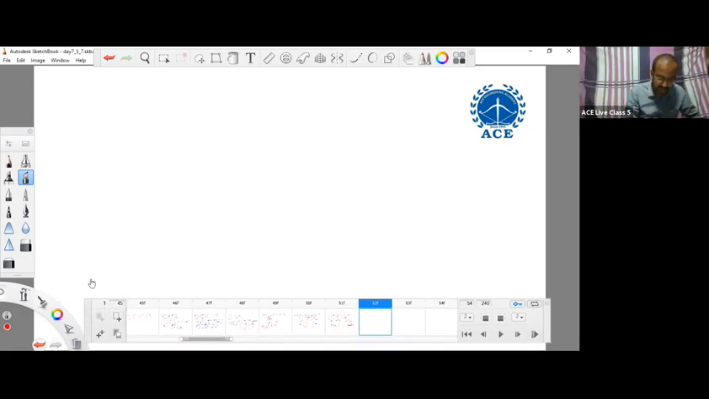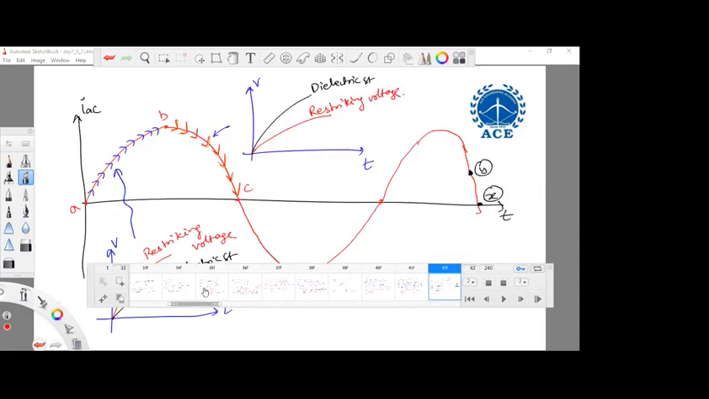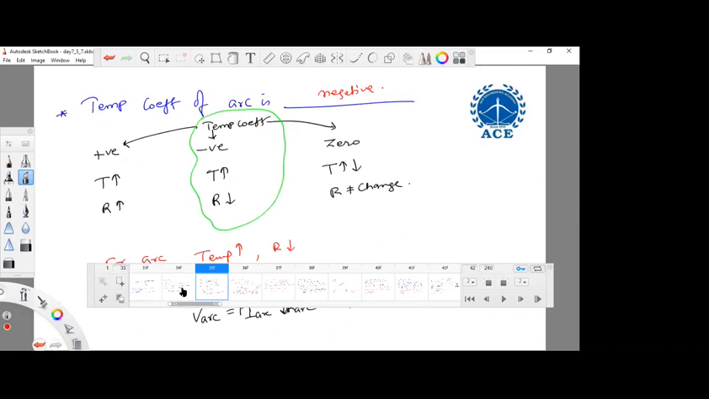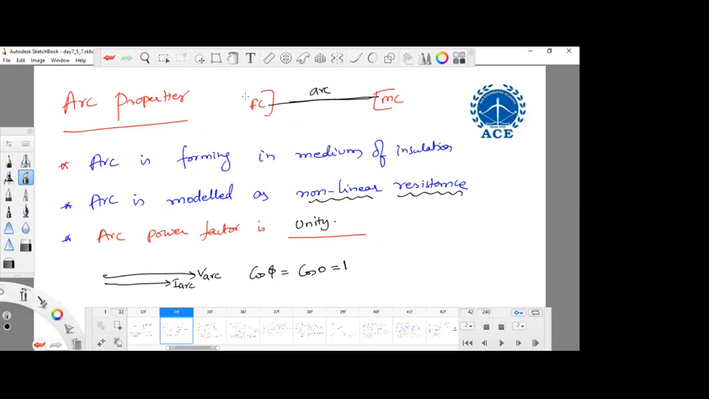Sir, in that you have specified the arc is modeled as non-linear resistance. What do you mean by that, sir? I cannot understand. Because if you observe, when the fixed contact and moving contact are separated, this arc is forming in the medium of what? Insulation, no? Insulation is modeled with resistance, no?